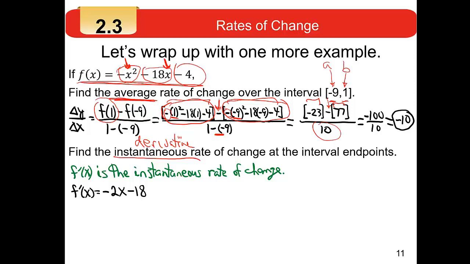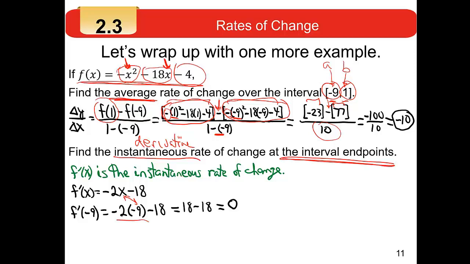And it says find the instantaneous rate of change at the interval endpoints. Well, there are two endpoints. We have to do it for each one. So we want to do it for minus 9, then we want to do it for 1. It doesn't really matter which one you do first. I'll choose the minus 9. If you do minus 9 first, you just plug a minus 9 in for x. And again, a negative times a negative is positive. So you end up with 18 minus 18. You actually end up with a 0. So the slope there is 0, which means the instantaneous rate of change at the left endpoint is 0.